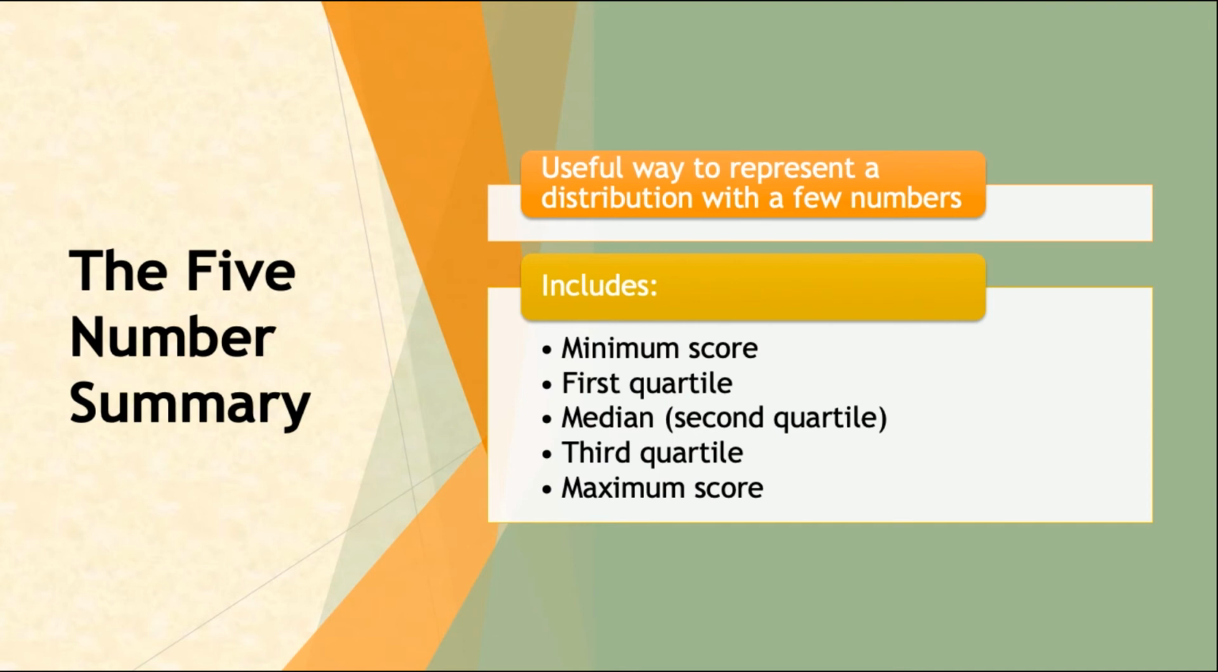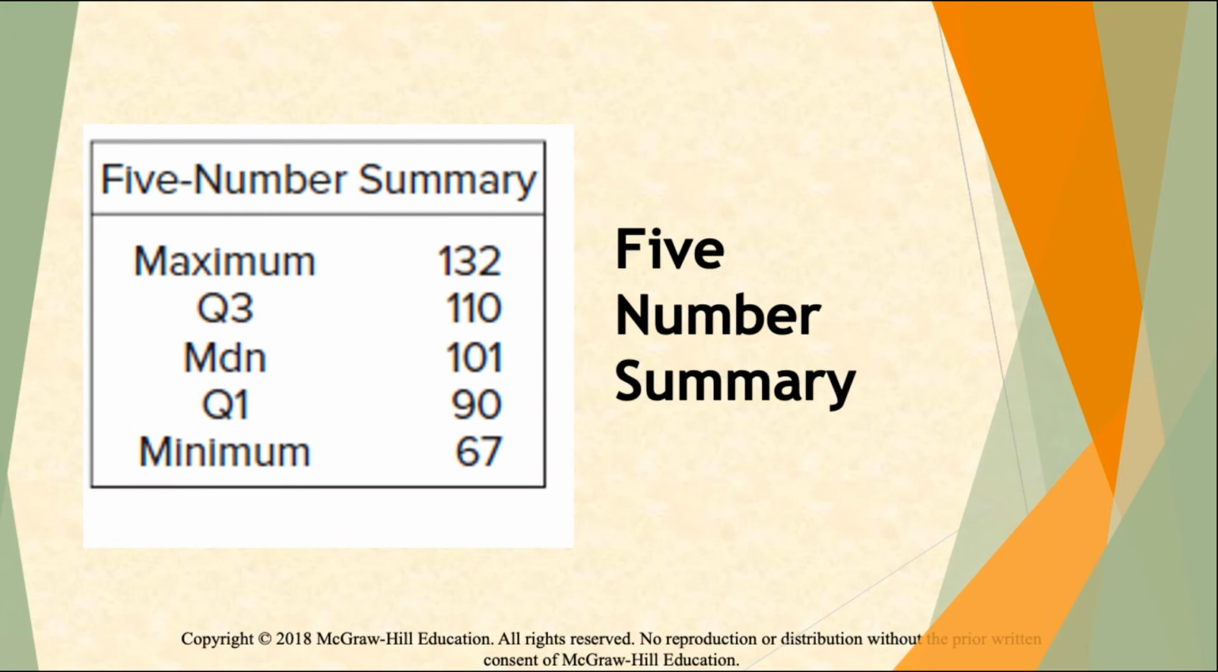From the five number summary, you can easily calculate the range (maximum minus minimum) and the interquartile range (Q3 minus Q1). The latter is, of course, a resistant measure of spread. By examining the five number summary, you can quickly determine the center, spread, range, and shape of the distribution. So here we have an example of the five number summary. We have the maximum 132, the minimum 67, the median is 101, Q1 is 90, and Q3 is 110.